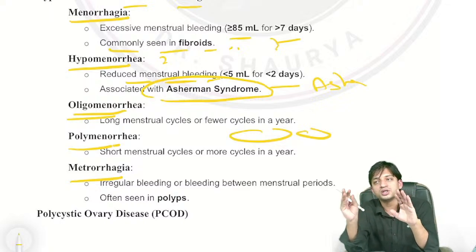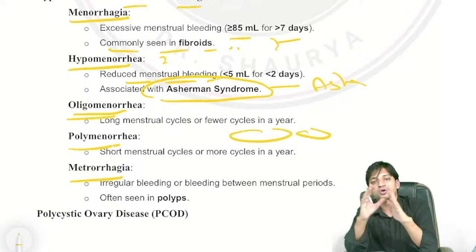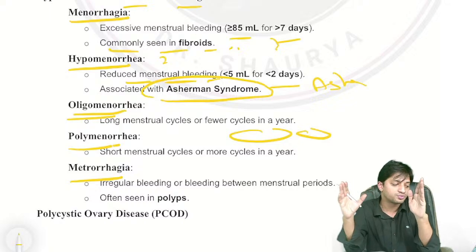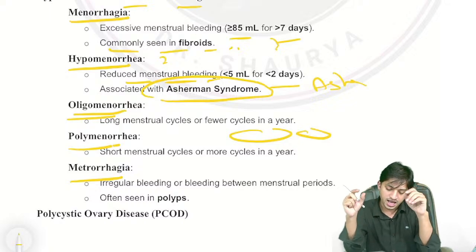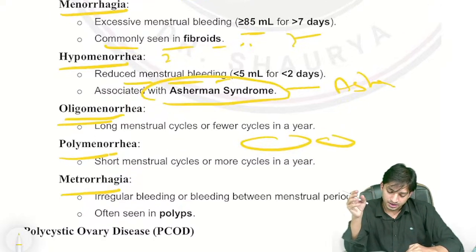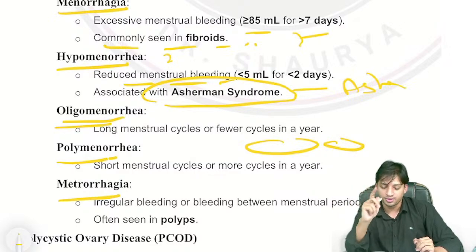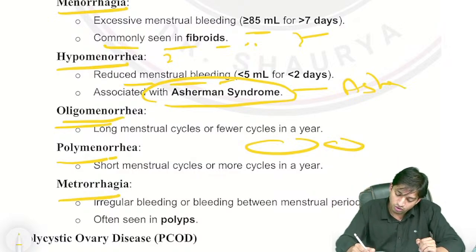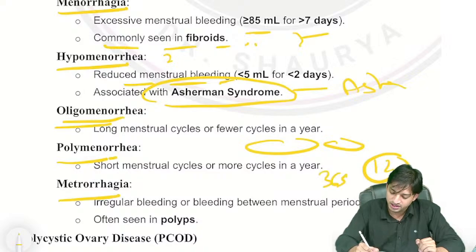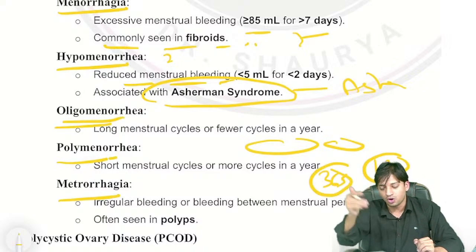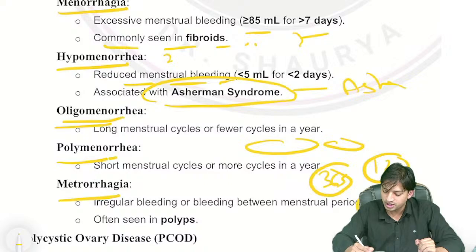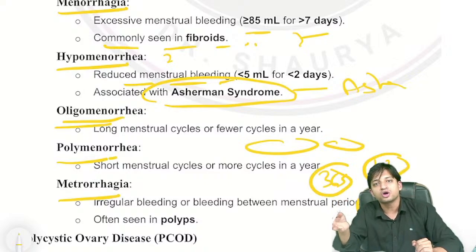Oligo means menstruation is less. How will it be less? Because the cycles are prolonged, duration is prolonged, long menstrual cycles. And what will happen here? Fewer cycles per year, because in a year you have a limited amount of months, 12 months and 365 days. If one cycle is beyond 35 days, or suppose 40 days, the number of cycles per year will automatically decrease.